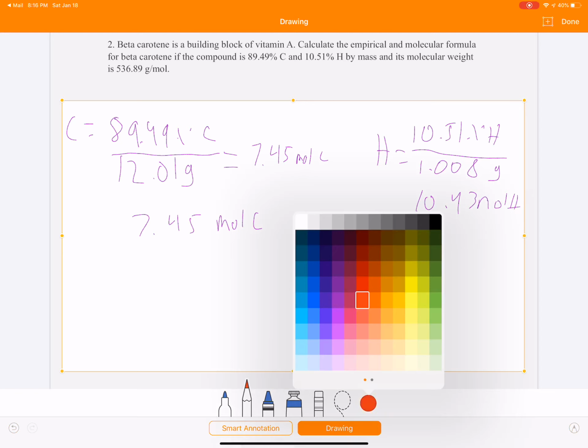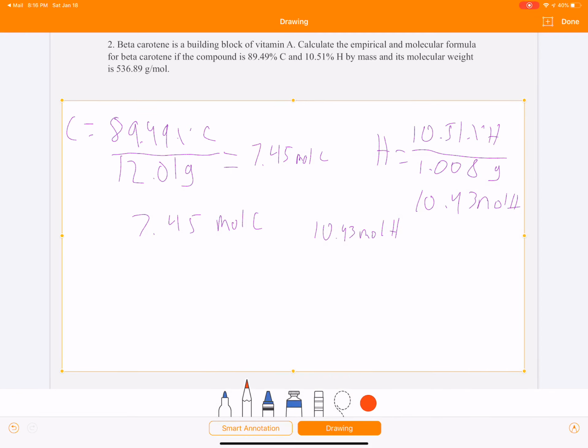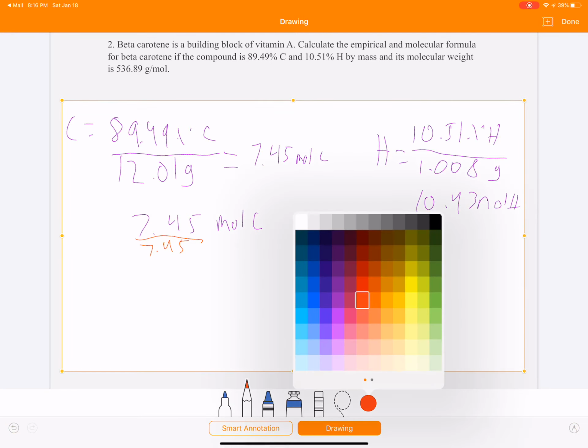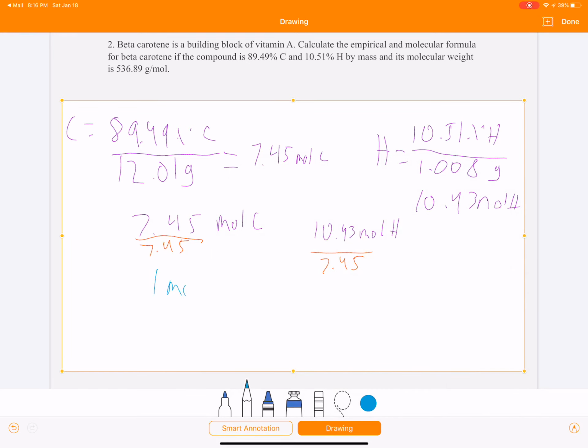Next step, different color. You divide by the smallest number. In this case, we only have 2 numbers. 7.5 is smaller, so we're going to divide by the smallest. And now we get 1 mole of carbon, and we get 1.4 moles of hydrogen. Now, we can't round this number because it has to be within 0.2 with empirical formulas. So what we need to do is find a multiplication factor that will give us rounding within 0.2. But we have to multiply each.